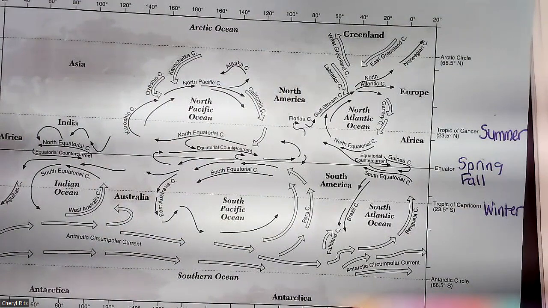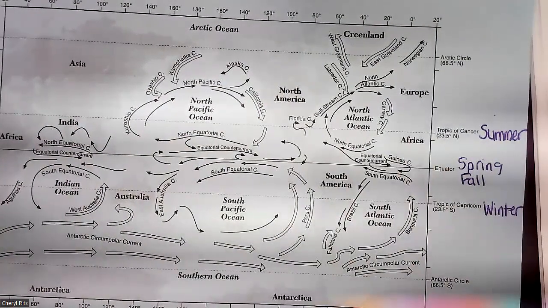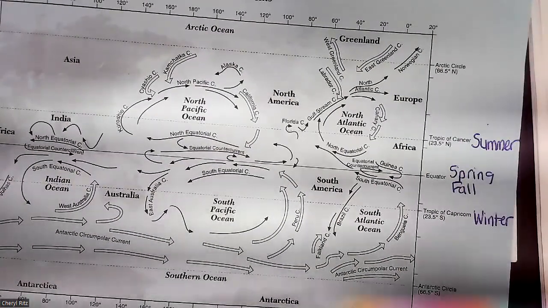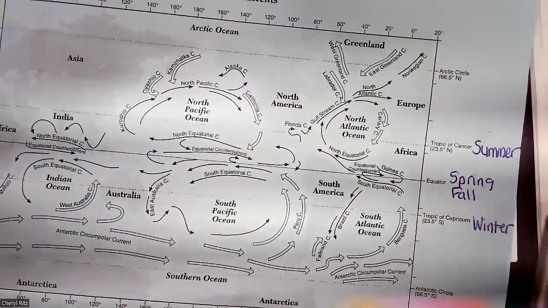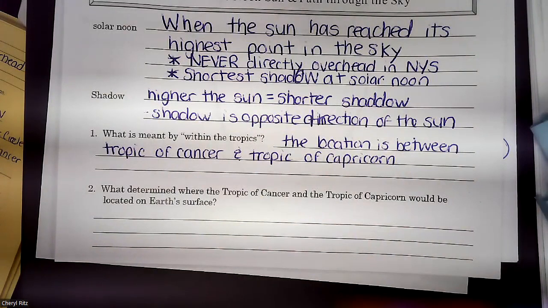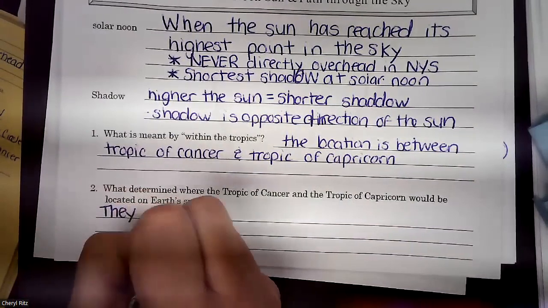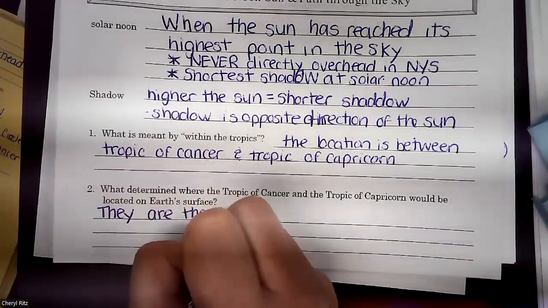So what's so fancy about the Tropic of Capricorn then? The sun gets directly over their head. So what makes you think they decided to say, here's the Tropic of Capricorn, here's the Tropic of Cancer? Why did they get put there? Because that's where the sun hits at its highest point. Does it ever go more north of that? No. So why did they put these locations where they are? Because they are the highest latitude.